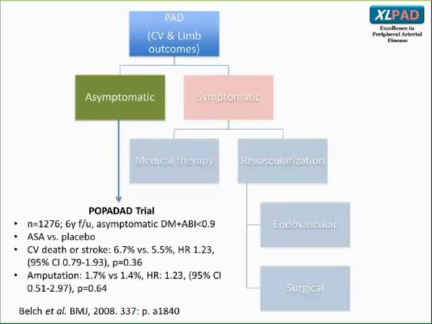The follow-up was fairly long, as you can see, 6-year follow-up. I've divided the outcomes into two parts. In terms of cardiovascular death or stroke, the aspirin group had 6.7% of patients meeting the primary endpoint of the study, which was cardiovascular death or stroke, compared to 5.5%, as you can see. The hazard ratio is 1.23, and the confidence intervals overlap unity.